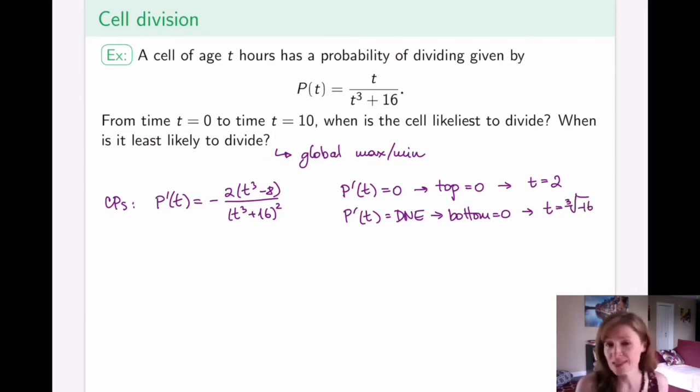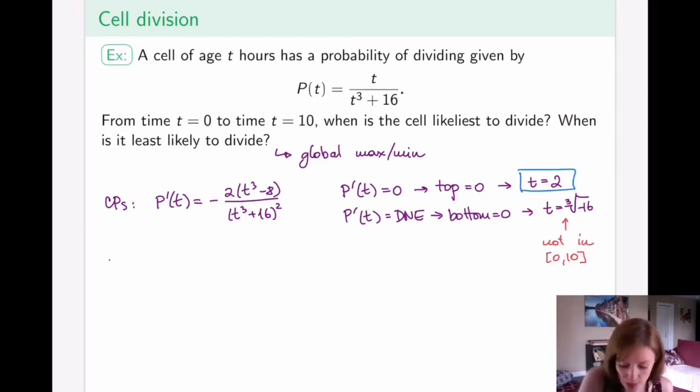Notice that we can't take cube roots of negative numbers. However, the one thing that disqualifies this root from consideration is the fact that I am only interested in the interval from 0 to 10, and this is most definitely not in the interval from 0 to 10. Okay, so these are my two critical points, but I am only going to take the one that actually belongs to the interval of interest. Excellent. My endpoints are 0 and 10.